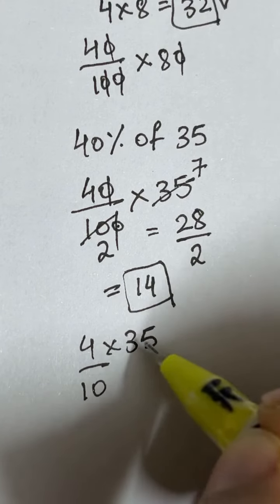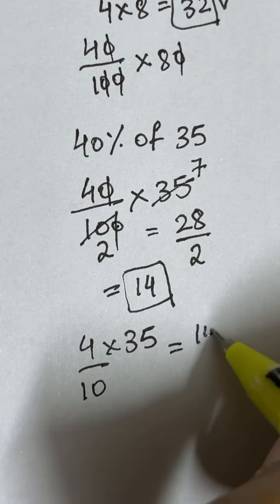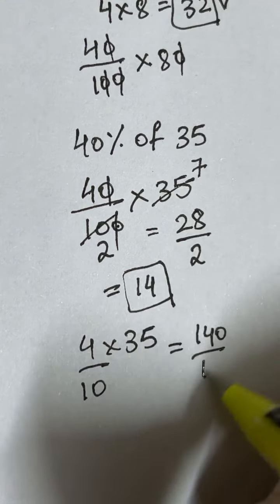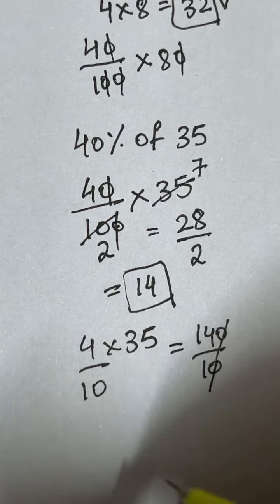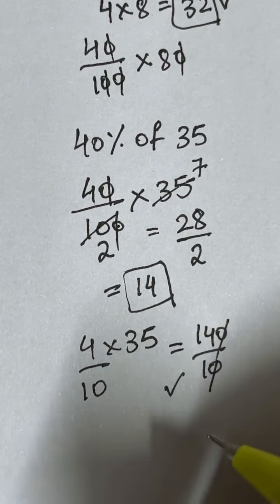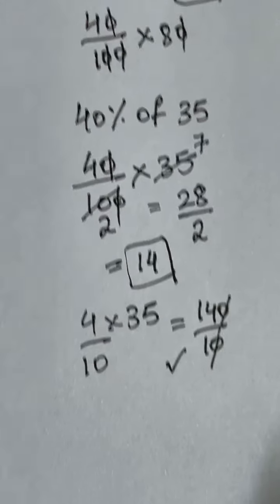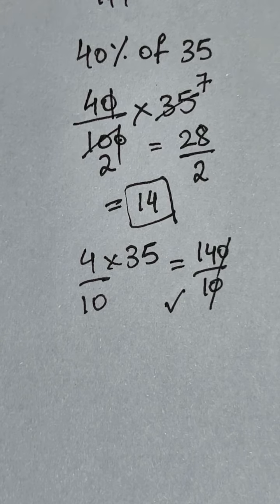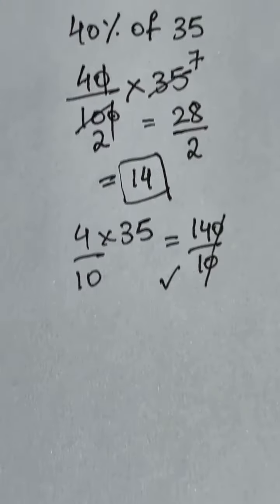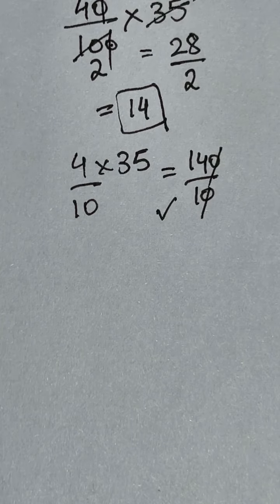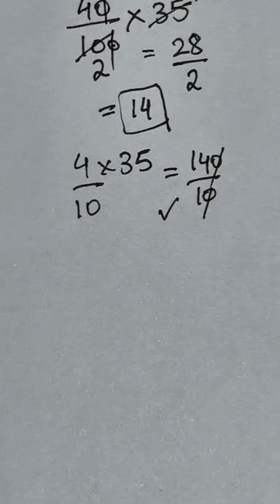So 4 multiplied by 35 is 140 over 10. So just cancel out the zeros and you're left with 14. 14 as the answer. So there are multiple ways to calculate percentages. Whichever you feel is the easier way or the shortest way, we usually consider that. Okay, so now let's see another example.